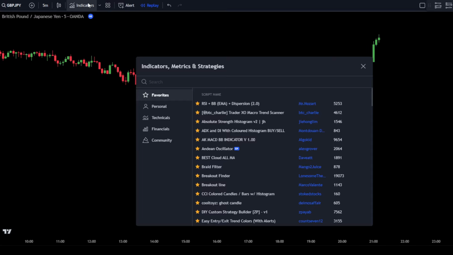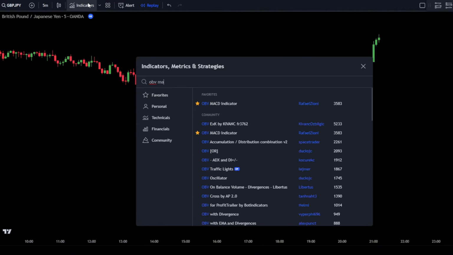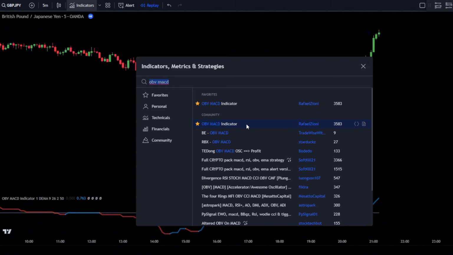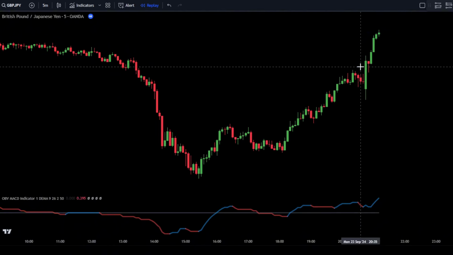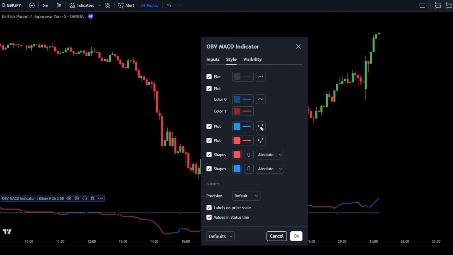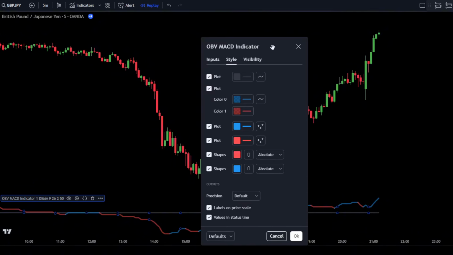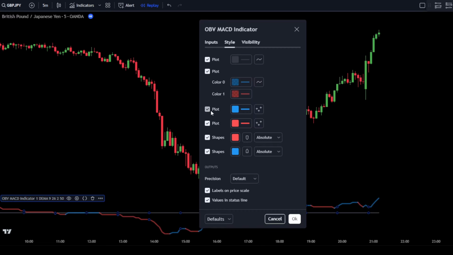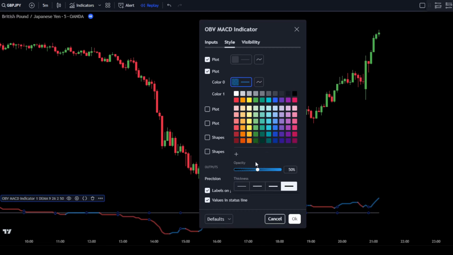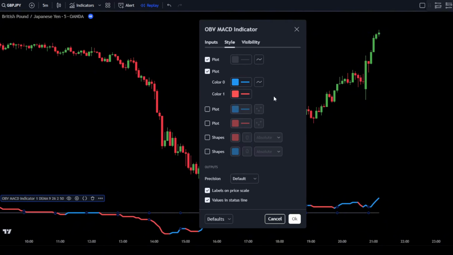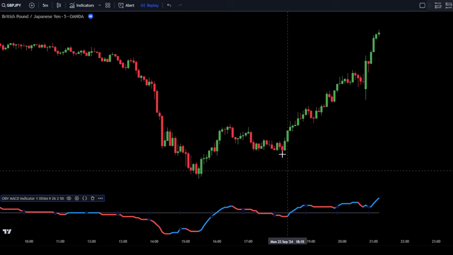Go to the Search Indicator tab and type OBVMACD. Then, simply select the OBVMACD indicator by Rafalzioni. Afterward, adjust the settings on the OBVMACD indicator. In the Input tab, leave the indicator at its default settings. Then, you can go to the Style tab. In the Style tab, follow the settings I'm doing. Once done, just click OK to confirm the changes.